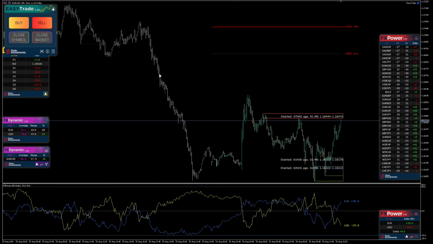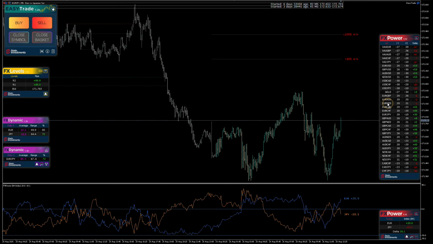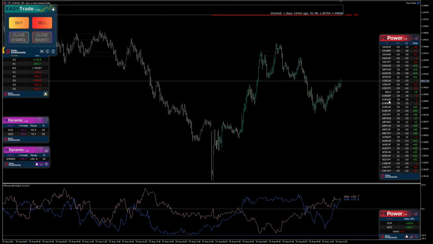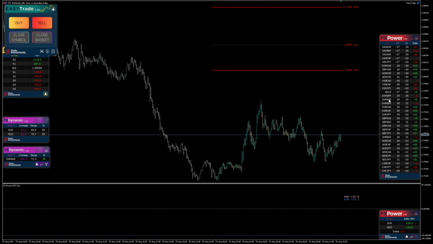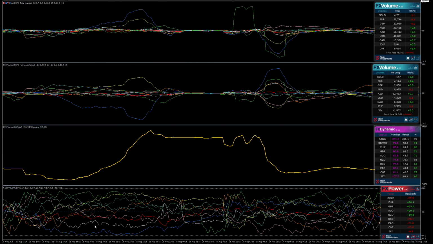And you see Euro USD, it's self-explaining. Euro Japanese yen, same story. Euro against the New Zealand dollar, against the Aussie dollar. So if you are able to catch a volume-driven trend, you almost can't lose.